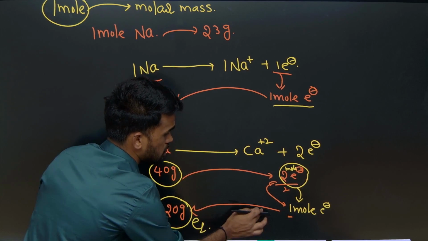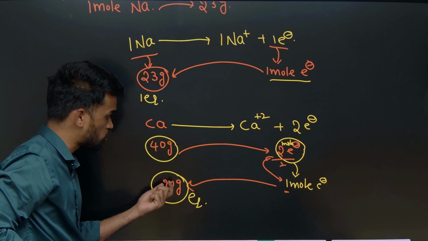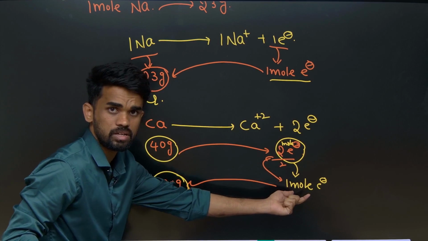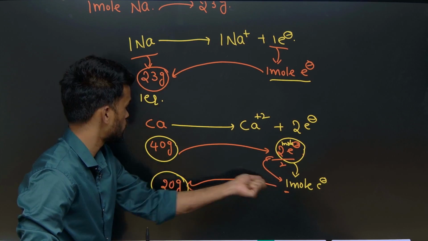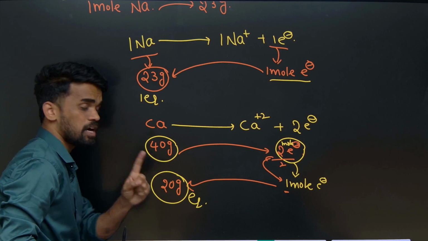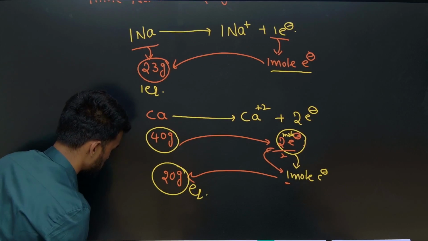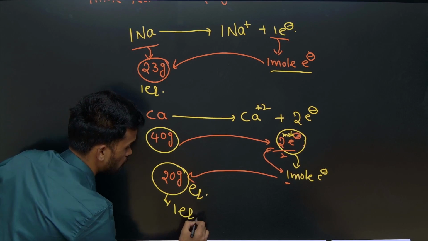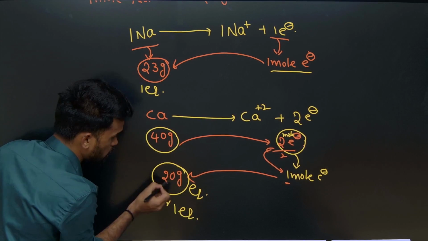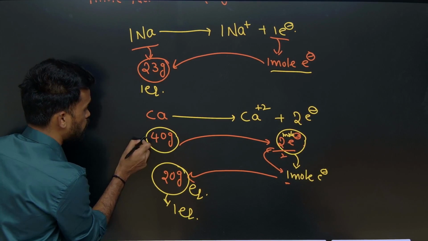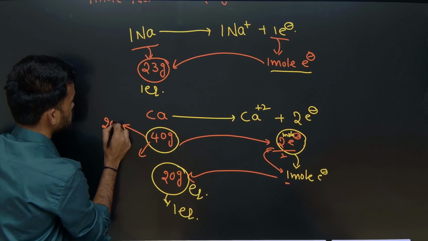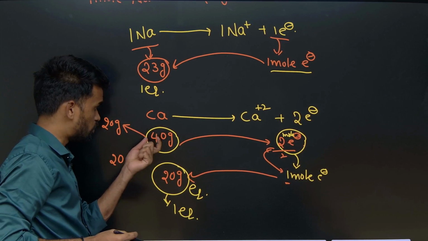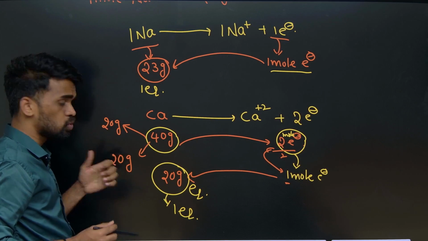So for 1 mole of electrons, how much calcium is utilized here? 20 grams, right? In order to get 1 mole of electrons released or involved in the reaction, it should be 20 grams. So this 20 grams is considered as 1 equivalent. How many equivalents are present in 40 grams? We can write 40 grams as 20 grams and 20 grams. It means in 1 molar mass of calcium there are 2 equivalents.